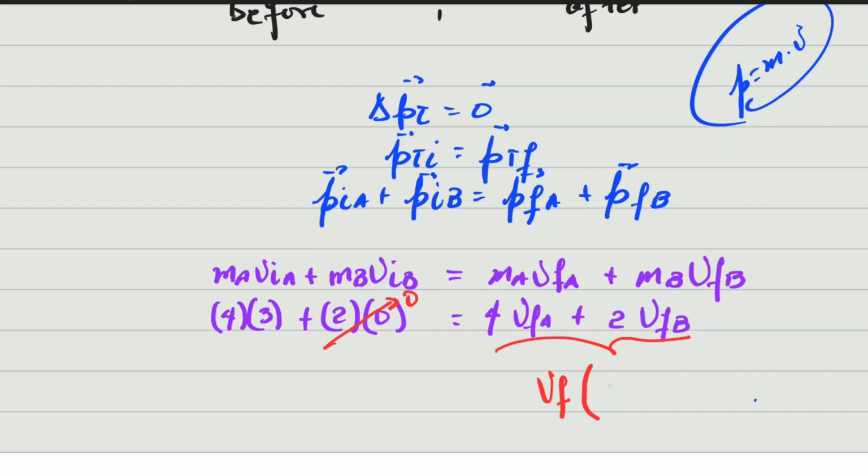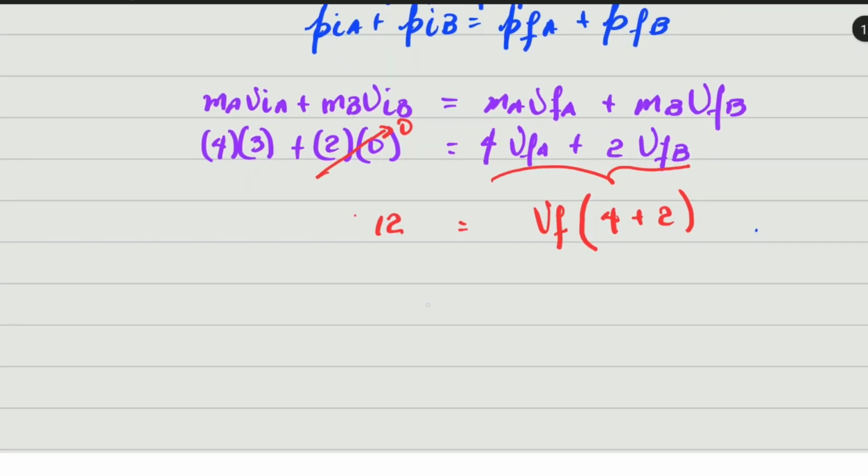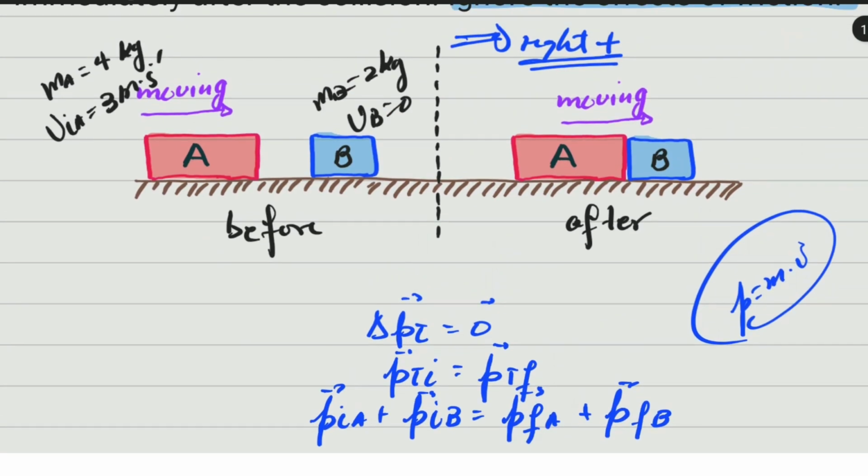It's a common factor, it's mathematics, 4 plus 2, and on the left hand side we have 4 times 3, which is 12. So this is what you have, and if you finish this question, then you will have that the final velocity will be 12 divided by 6, and the answer is going to be 2 meters per second. Now let's go back quickly to the question.